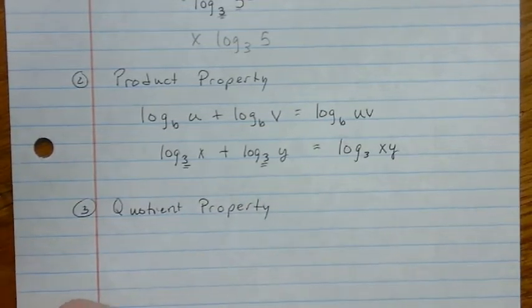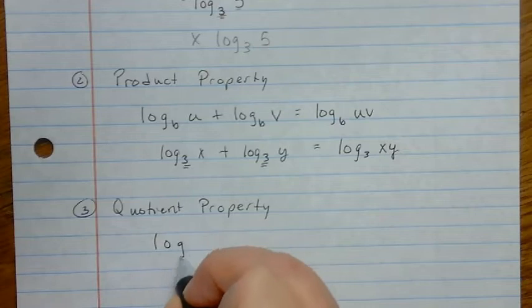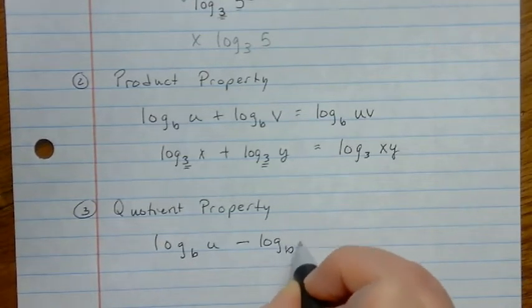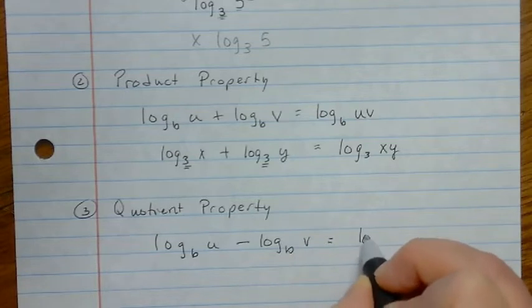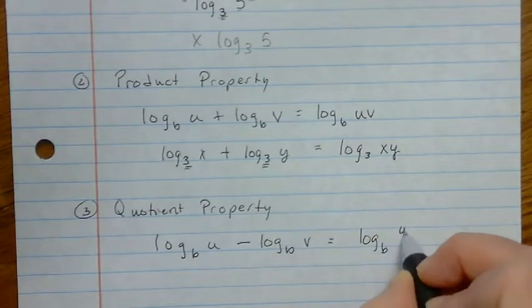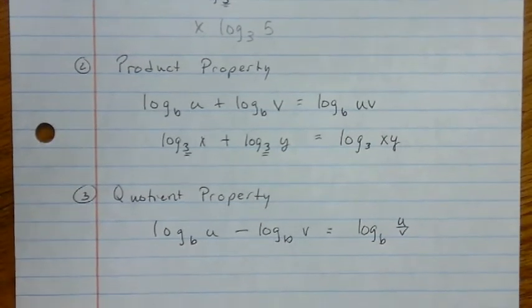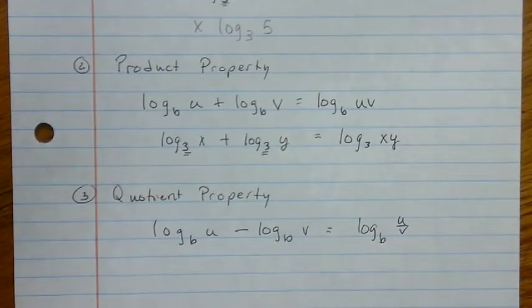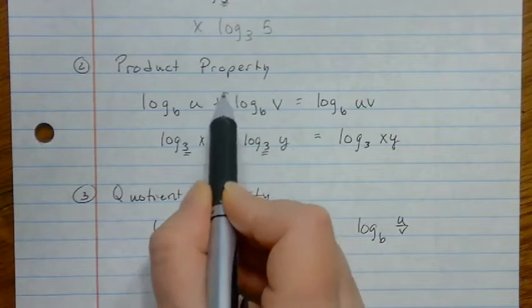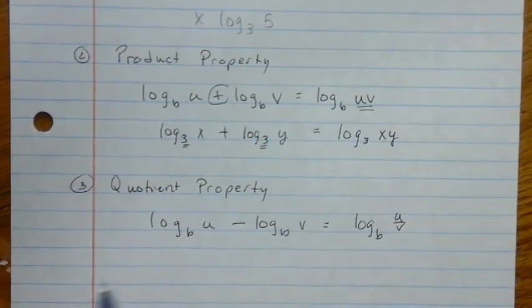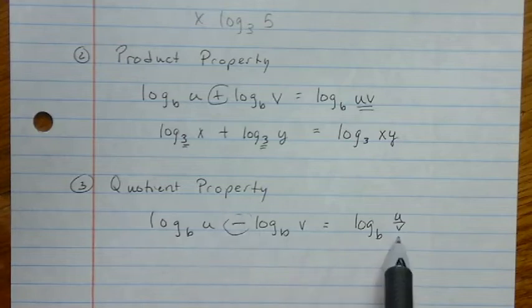And the quotient property says this: this time if you have log base b of u and you're subtracting log base b of v, that is log base b of u divided by v. So it looks very similar to the product property. Notice on the product property we're adding, so we end up multiplying these numbers. But on the quotient property we're subtracting, so we end up dividing these numbers.